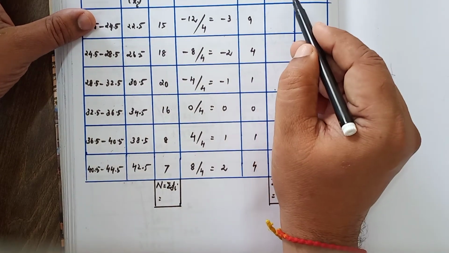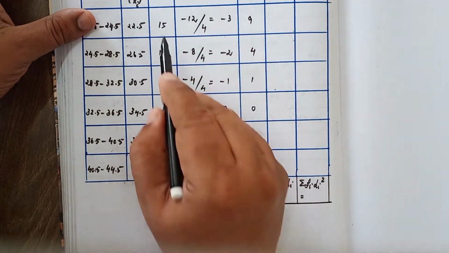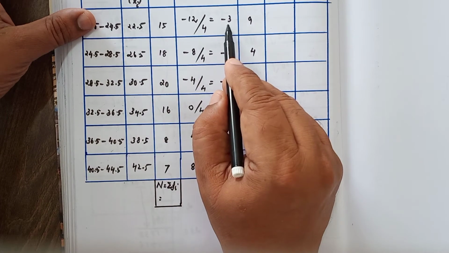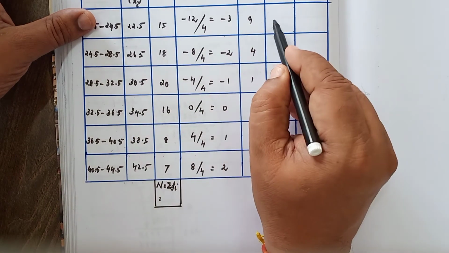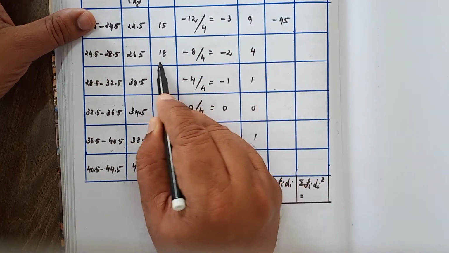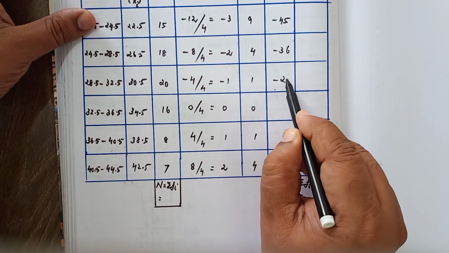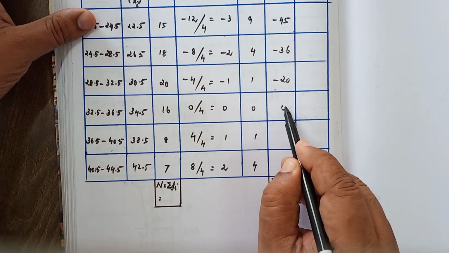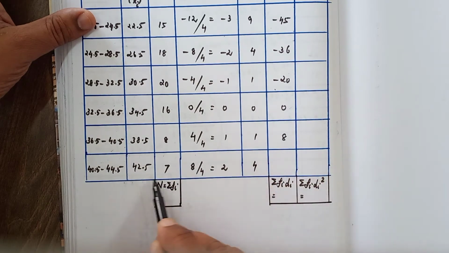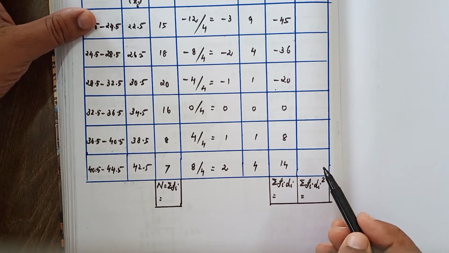Now fi into di. Fi here is 15, into minus 3, the di value. 15 into minus 3 is minus 45. 18 into minus 2 is minus 36. 20 into minus 1 is minus 20. 16 into 0 is 0. 8 ones are 8. 7 twos are 14.